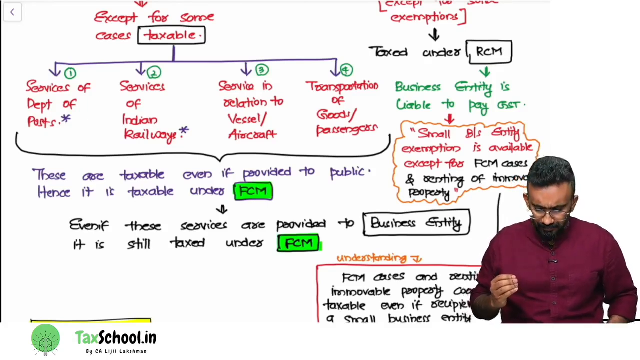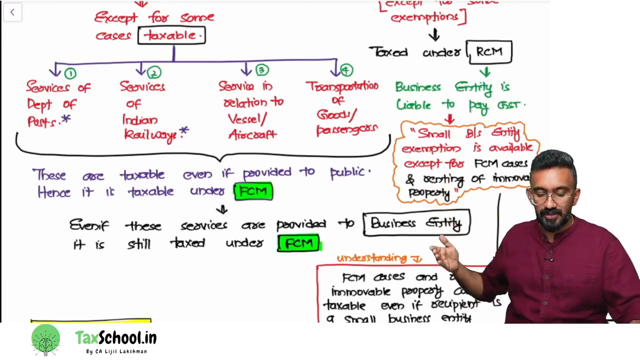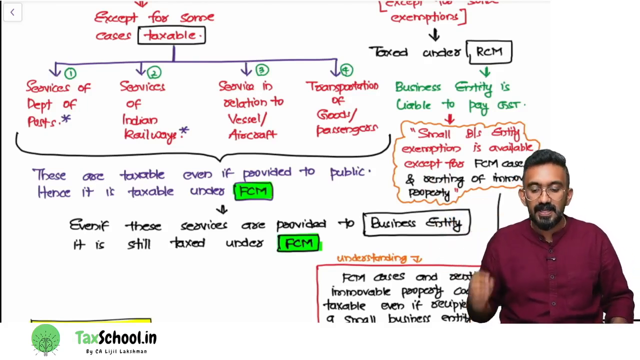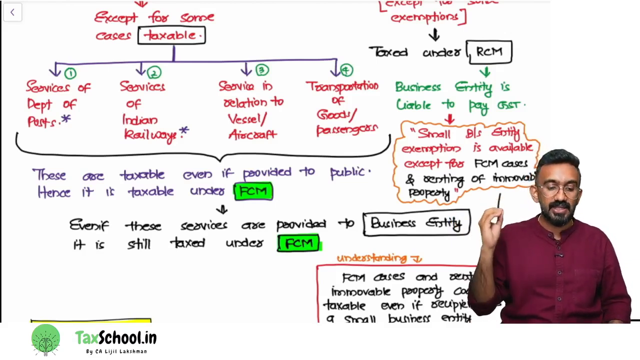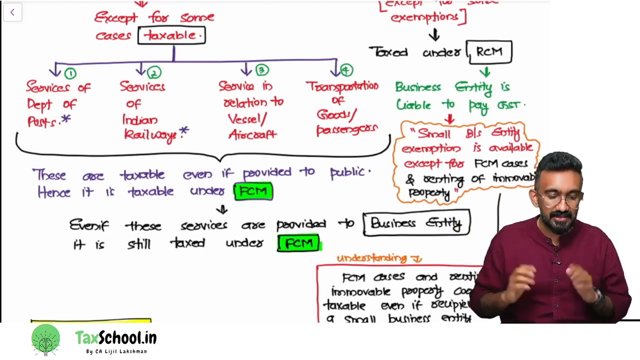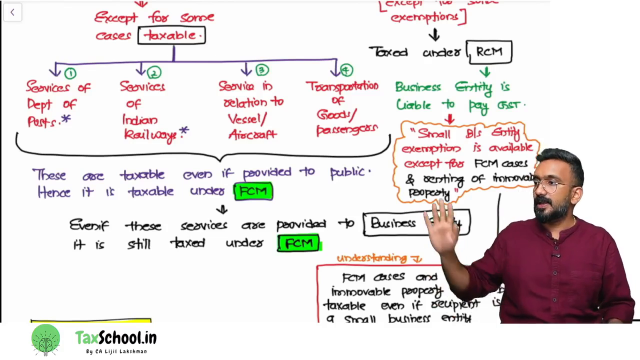Then the third service that you can see here, which is taxable to public, is service in relation to vessel or aircraft. Services provided in relation to a vessel or aircraft are also taxable. Say you needed to get a license on the vessel, or a license for a private jet. All of these are also going to be taxable.